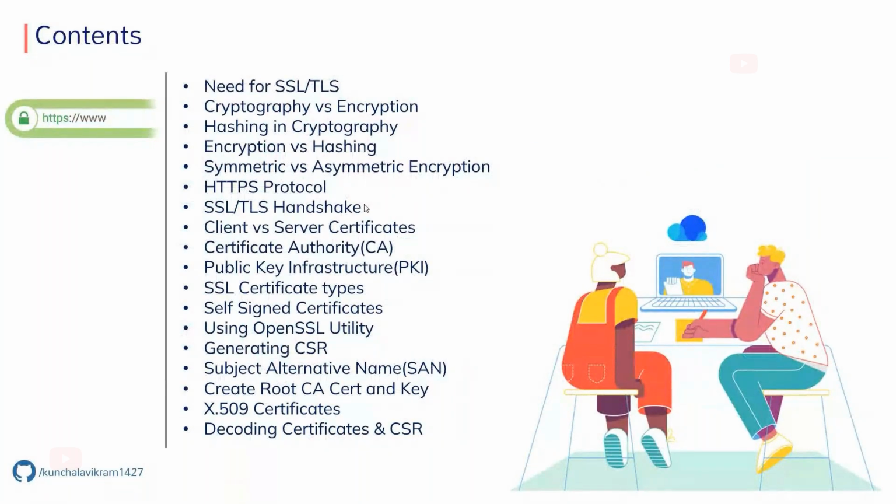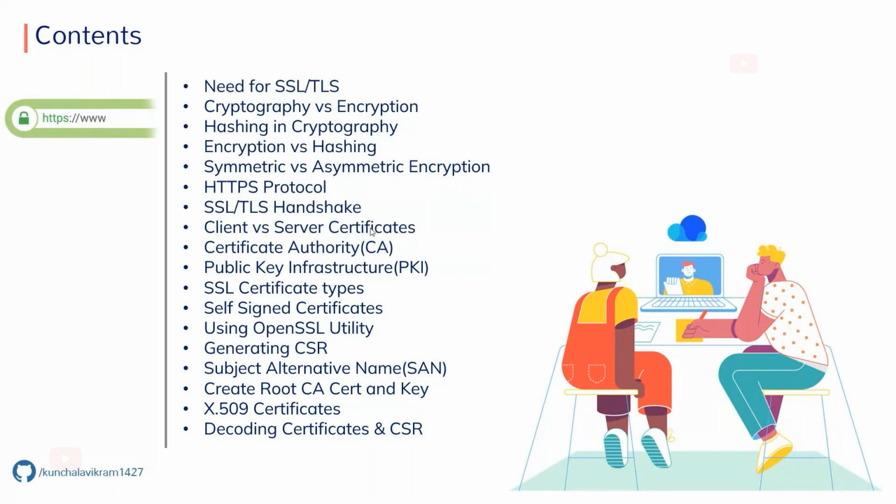Okay, so we'll see why TLS or SSL is needed, the difference between cryptography and encryption, what is hashing in cryptography and how it is different from encryption. We'll see what is symmetric and asymmetric encryption, what is HTTPS protocol, what is SSL or TLS handshake, and why this is required, client versus server certificates, certificate authority, PKI or public key infrastructure, SSL certificate types, what are self-signed certificates, what are the advantages and disadvantages of SSL certificates, self-signed certificates.